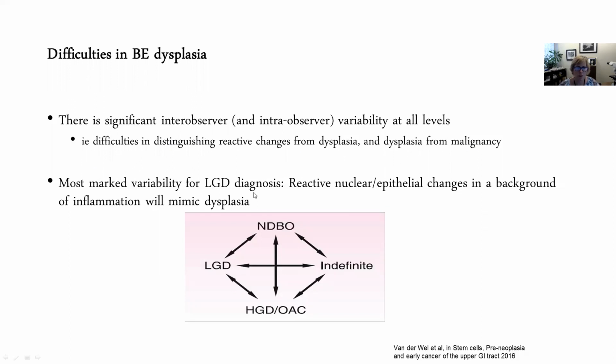And while the most marked variability is for low grade and indefinite, really, the changes are across all the spectrum, so that even high grade can be mistaken for negative and negative can be mistaken for high grade. It's not that surprising that the variability is the greatest for low grade dysplasia. We know that a lot of the genes that are turned on to survive reactive changes are the same genes that help with survival and proliferation. They're similar genes that will be turned on in dysplastic cells. So it's not that surprising that the nuclear features are similar between the two areas.